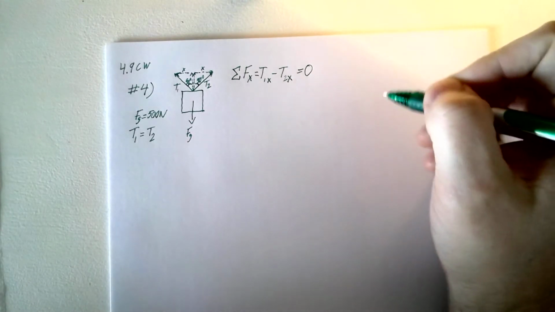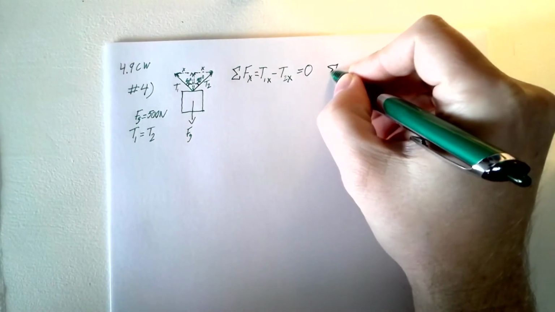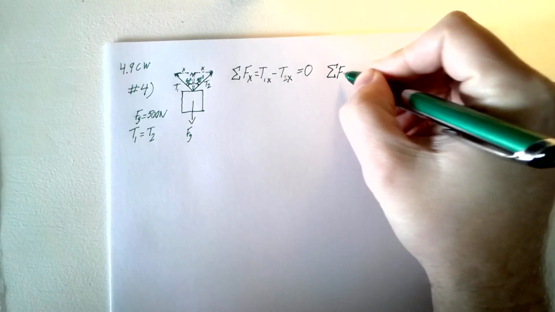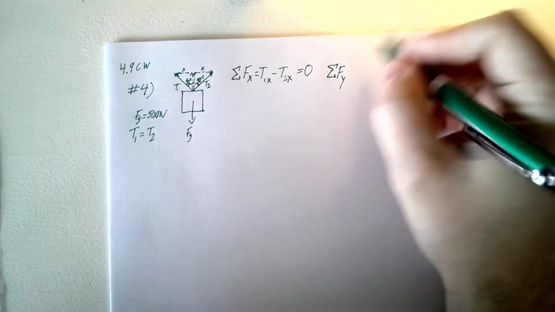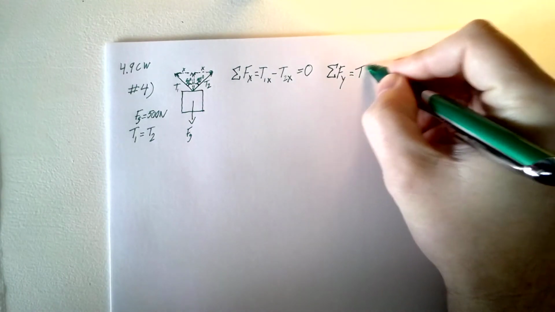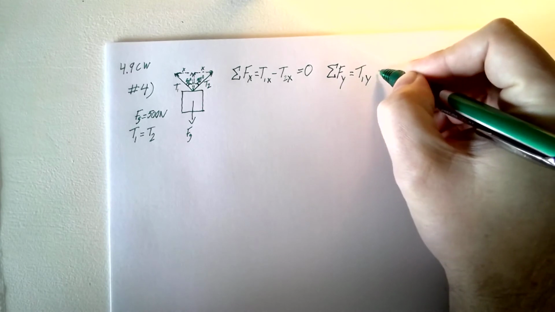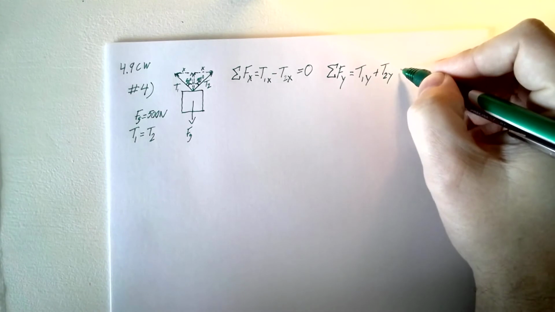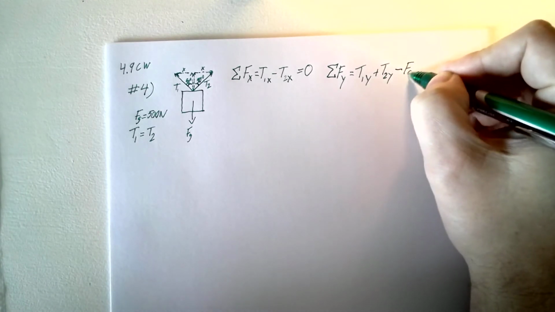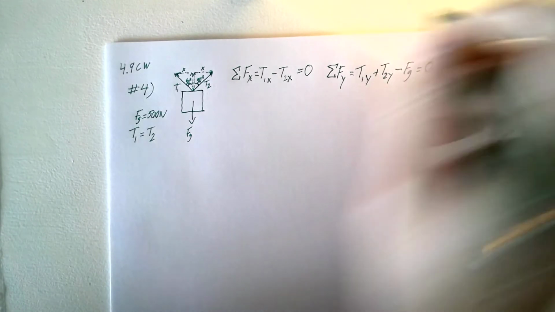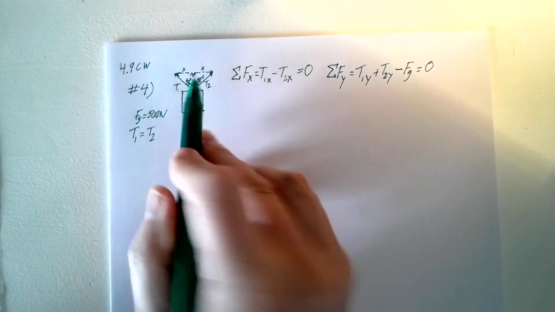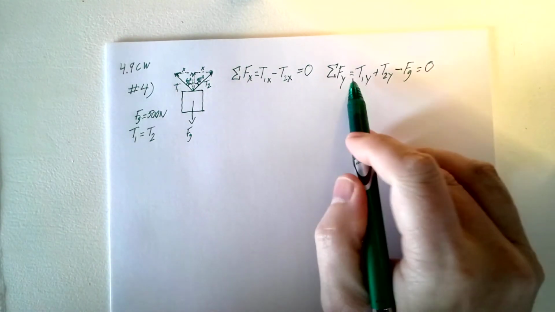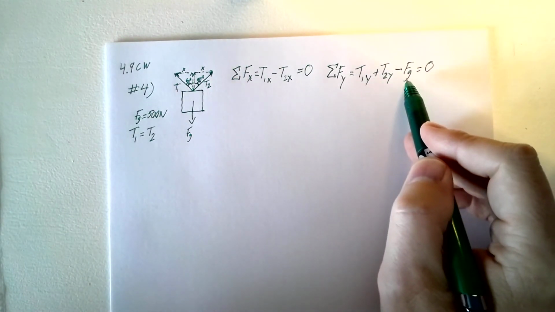Alright, net force in the y. We get T1y plus T2y minus Fg equals 0. Because the y components are both going up, minus Fg. So positive, positive, negative.